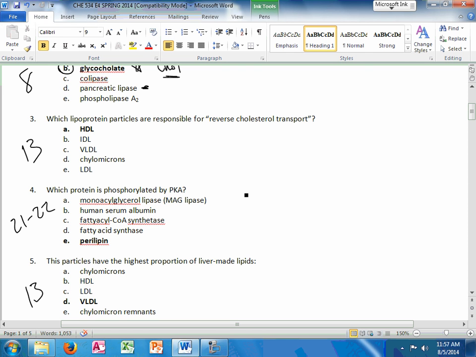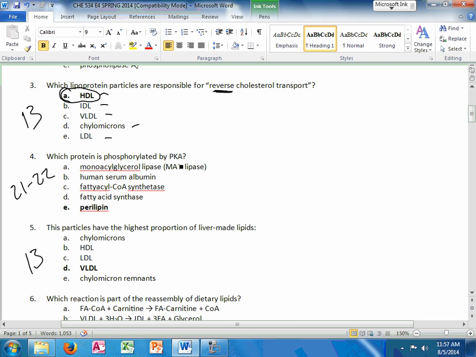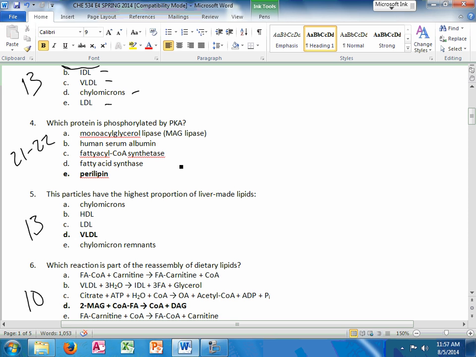Which lipoprotein particles are responsible for reverse cholesterol transport? So make sure you know the functions of all of these. HDL, the so-called good cholesterol, does reverse cholesterol transport. Maybe a couple answers from slide 13 there.